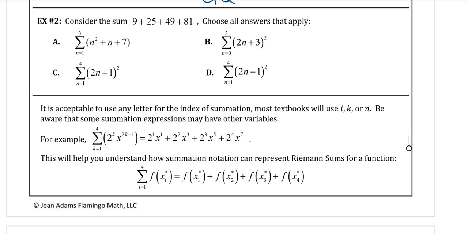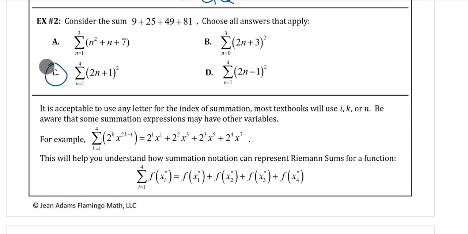If you chose letter C and letter B, you would be correct. Both of those will give you that set of numbers. If you notice, the biggest difference is the starting index. In this case, we start at 1, so we need to count to 4, and this expression gives us odd numbers. In the other one, we're starting at 0, so we count the 0th term, and we only need to count to 3. This expression also gives us odd numbers.